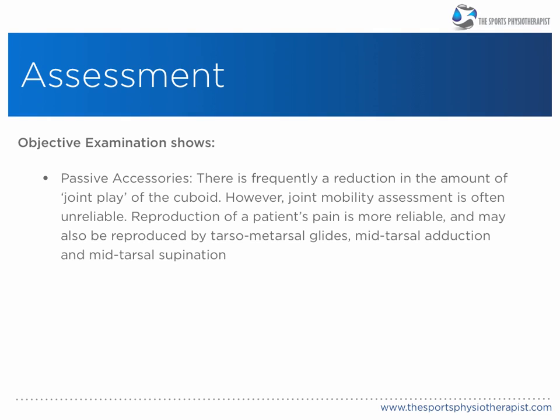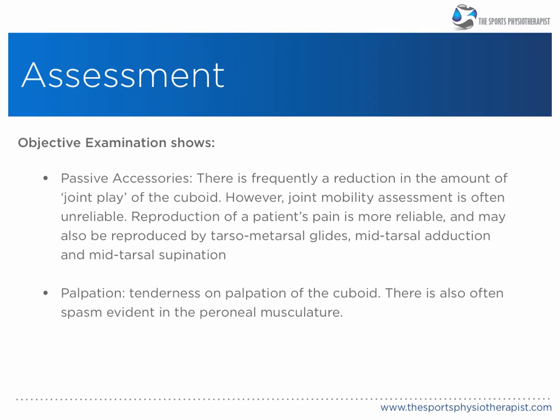Therefore, reproduction of a patient's pain is much more reliable and may also be reproduced by tarsometatarsal glides, mid-tarsal adduction, and mid-tarsal supination. On palpation, you'll often find tenderness on palpation of the cuboid, and there's also often muscle spasm evident in the peroneals.